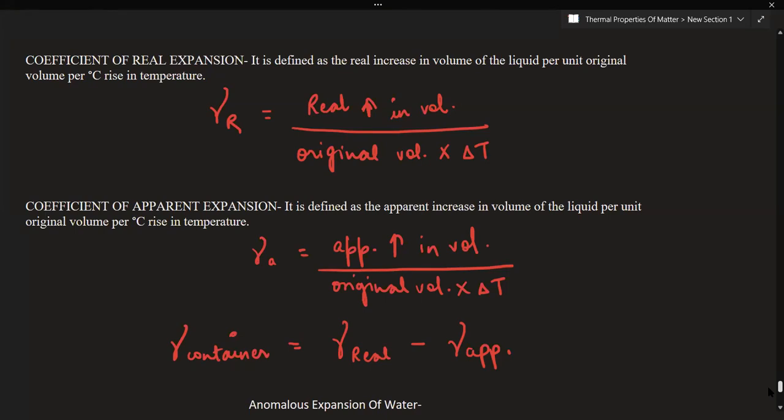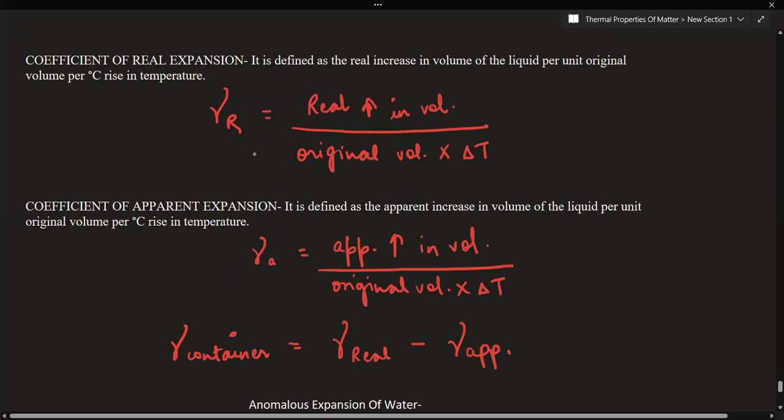Beta. And the coefficient of cubical expansion? Gamma. Now, we have the coefficient of real expansion and apparent expansion, similar to what we had previously. Since it's a type of cubical expansion, the volume expansion, it is also represented by gamma. But we put a subscript R and a subscript A to differentiate between the cubical expansion for solids and the coefficient of real expansion and coefficient of apparent expansion.